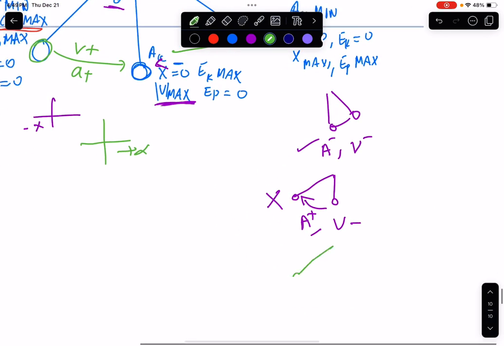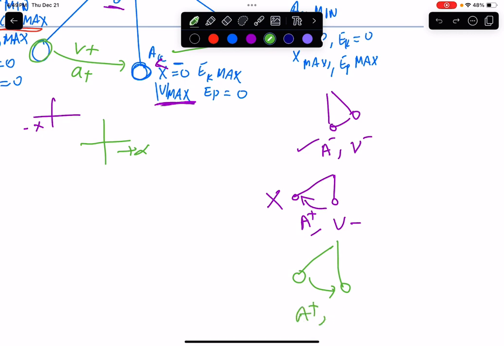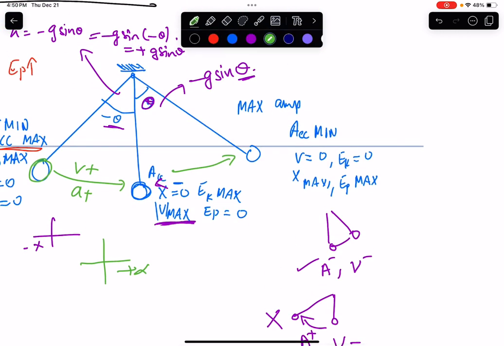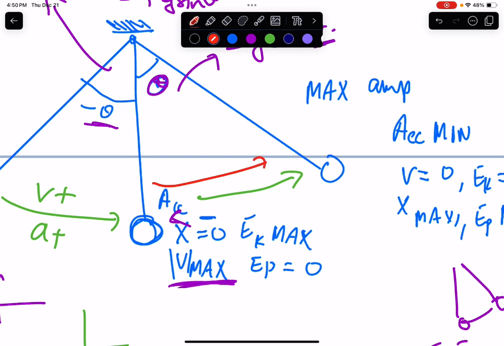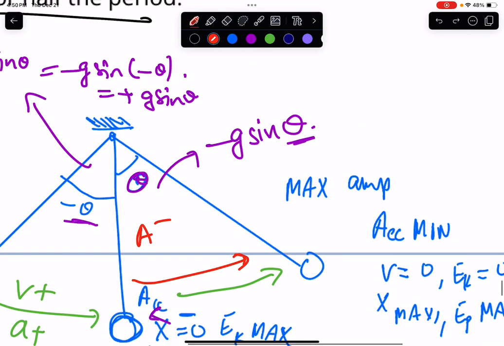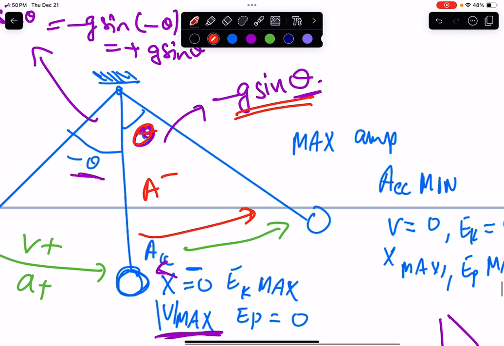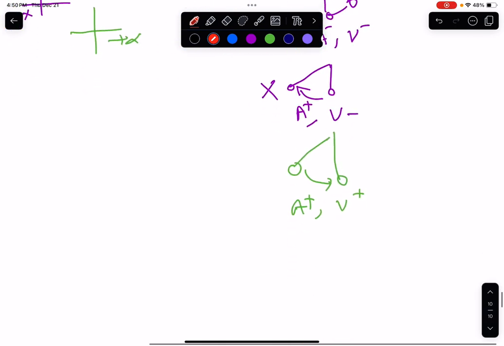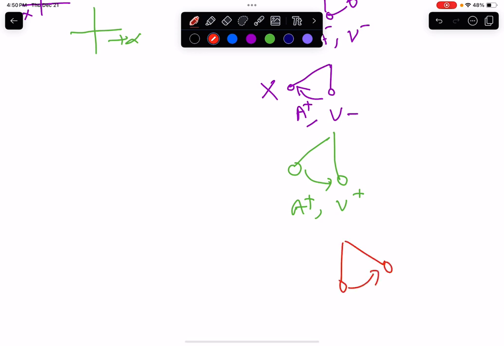So therefore, when you're going from here to here, the acceleration is positive and the velocity is positive. Okay? And then in the last one, what you can see is that when the bob is going from here to here, the acceleration becomes negative because theta over here is positive. So this is negative g sine of theta, which becomes negative. And the velocity stays positive because the object is going to the right in the positive x direction. So that's why when you're going from here to here, the acceleration is negative, but the velocity is positive.